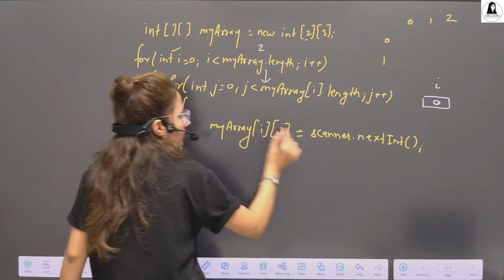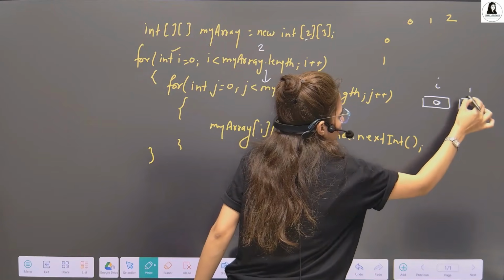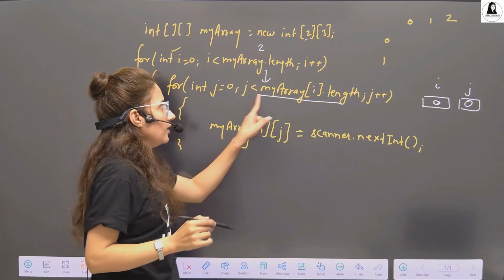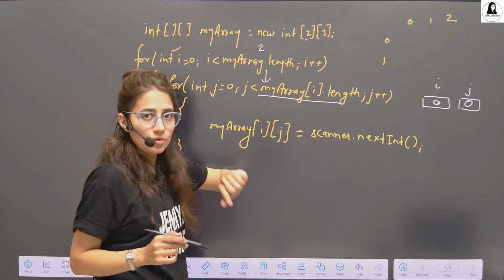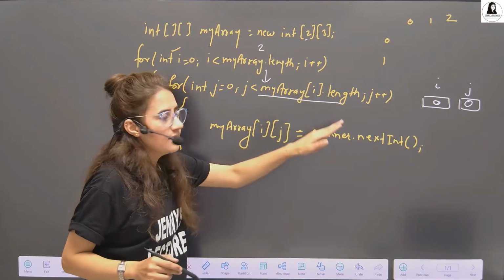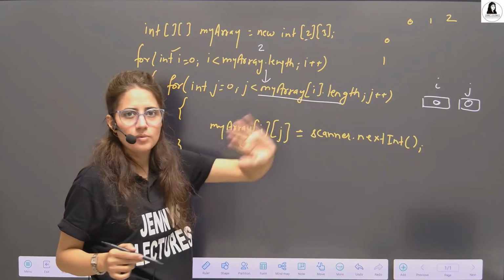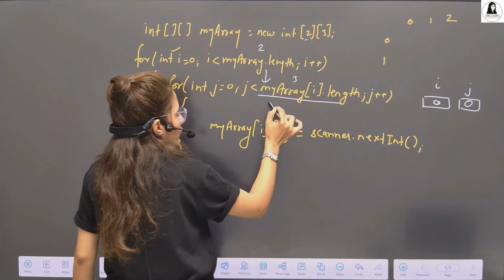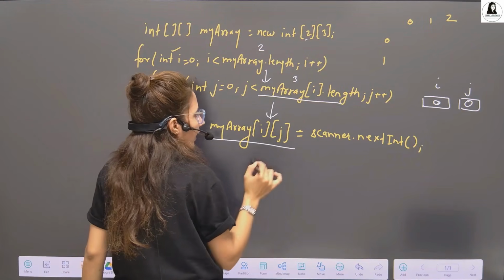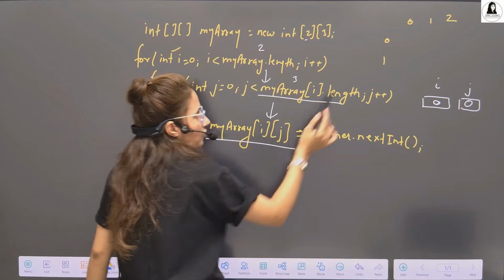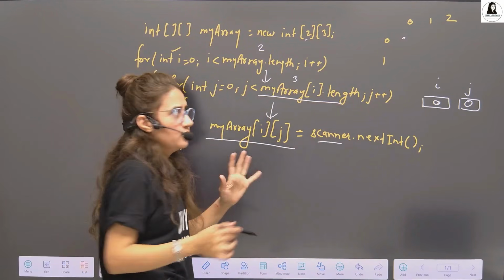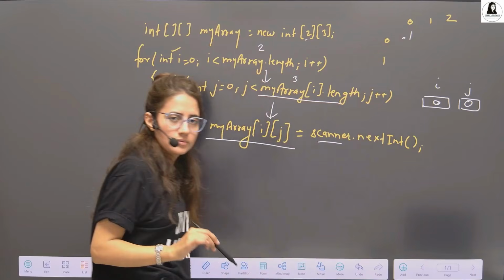Enter here. Now we have j, that is 0. It would run till my array i dot length. i is 0, so my array 0 dot length is what? 3 only, because the number of columns is 3 in both rows. So the condition is true. Enter here. Now my array i is 0, j is 0. At this place, whatever you enter would be stored. Suppose I have entered 1, so that would be stored here.